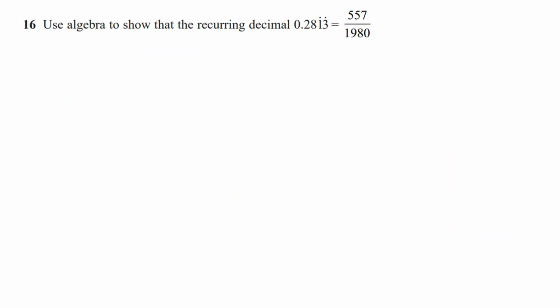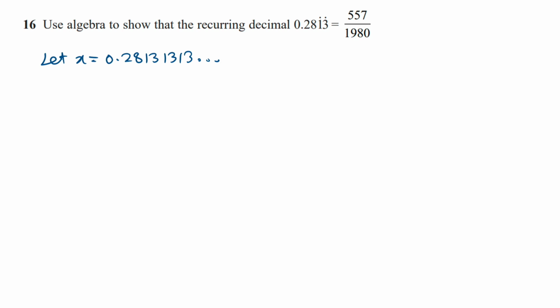So 16. Use algebra to show that the recurring decimal, it looks like that, is a fraction. Now, for every recurring decimal problem, always write it in algebra terms. We always let this recurring decimal roll out, and we say let x equal 0.28131313 and so on, endlessly. That's how it should be.